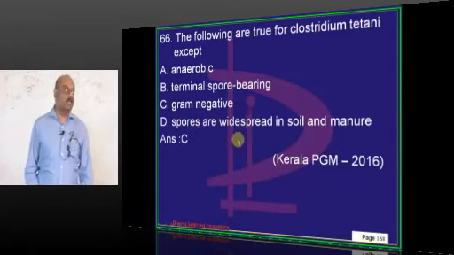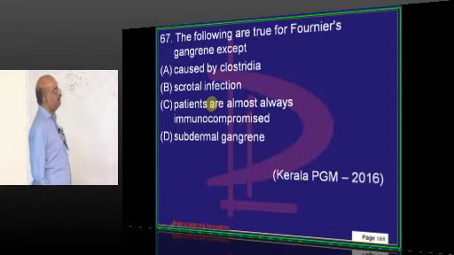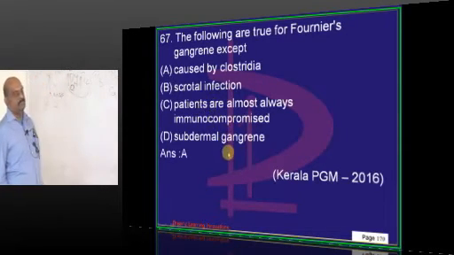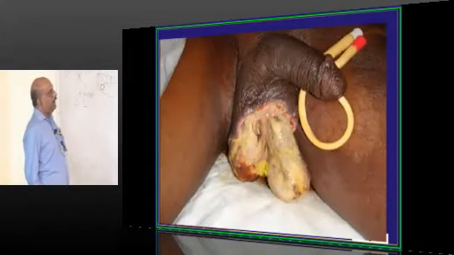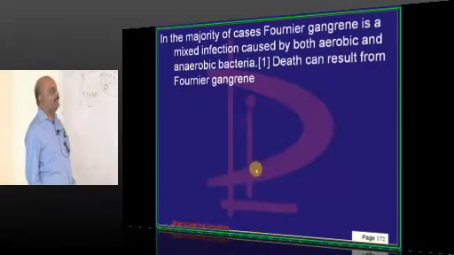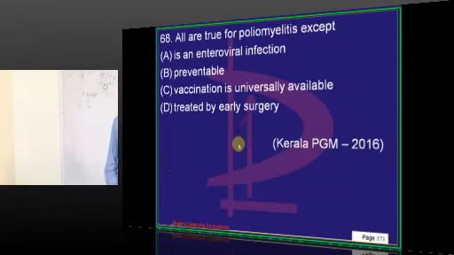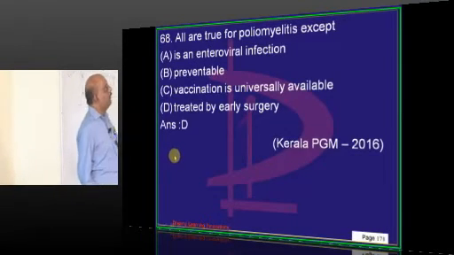Clostridium tetani, what is the accept? It is a gram positive, not a gram negative organism. Fournier gangrene, both aerobic and anaerobic organisms will lead to a sudden necrotizing gangrene. Poliomyelitis, what is accept?